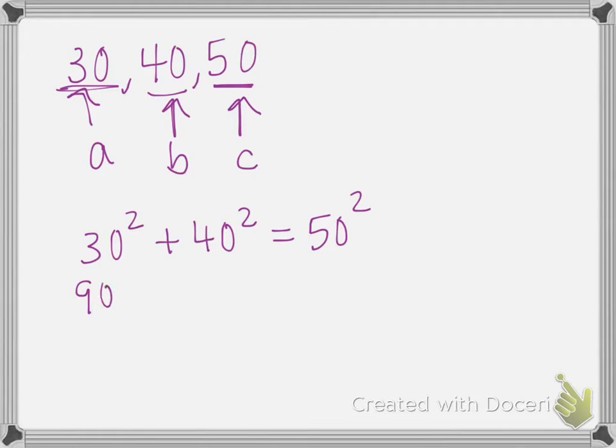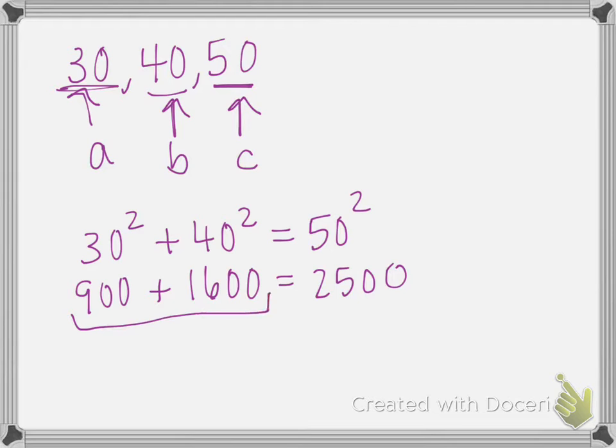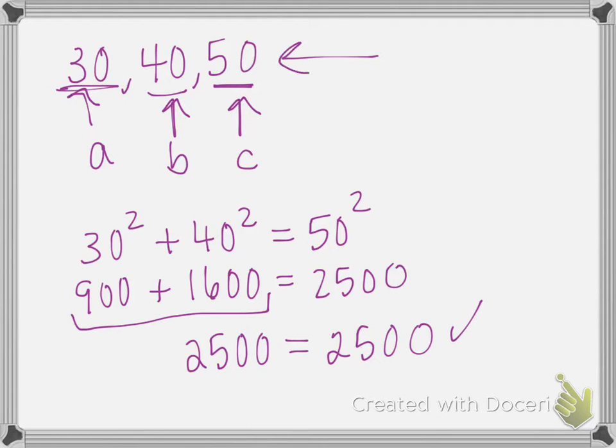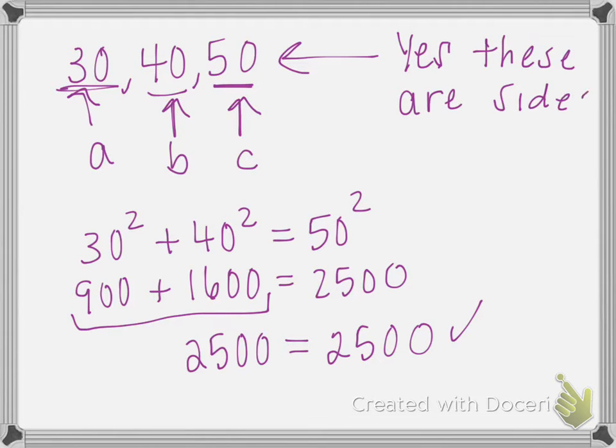So we're going to square all these, 900, 1600, 2500. The 900 and the 1600 added together is 2500. So that does equal 2500. So these three side lengths are sides on a right triangle. So you could say, yes, these are sides of a right triangle.